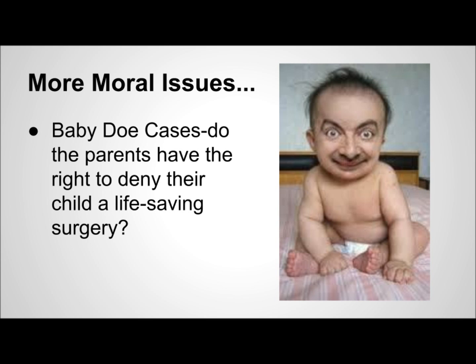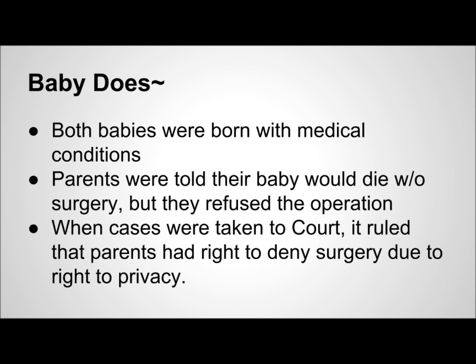The freedom of privacy has also been used on other moral issues. For example, the issue of parents denying their children a life-saving surgery. Two cases that were important to this issue would be the two Baby Doe cases. Both Baby Doe cases were very similar. Both babies had serious medical conditions and required surgery to prolong their lives, but the parents refused the surgery for their child. When taken to court, the court ruled for both cases that the parents had the right to choose due to the right to privacy.